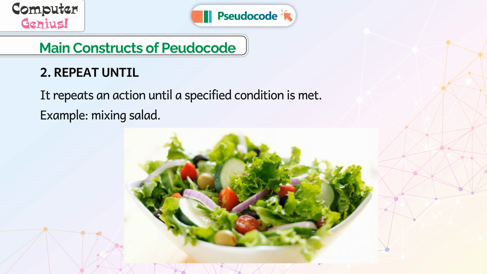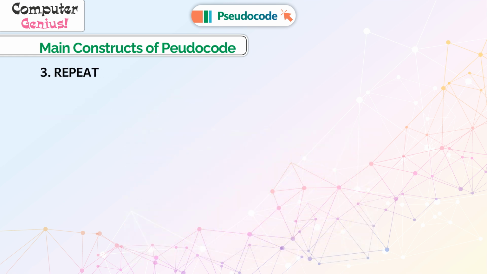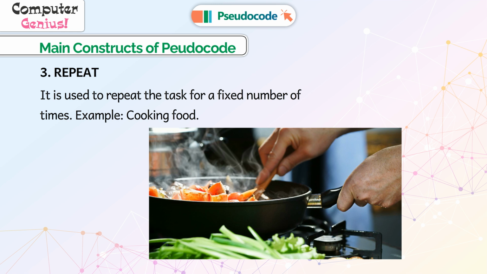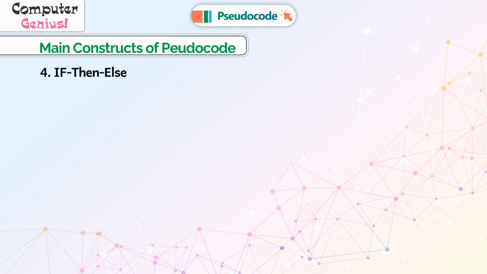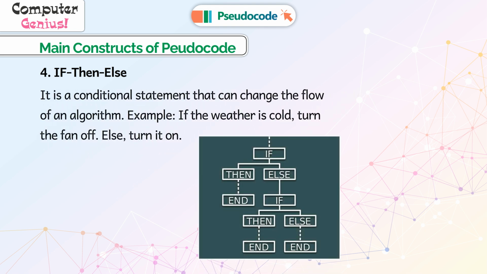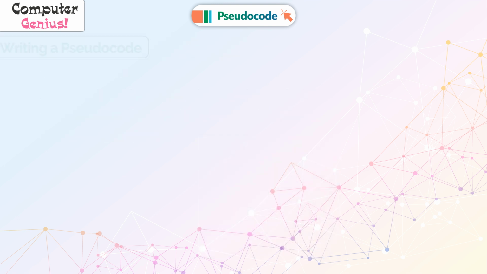It repeats an action until a specified condition is met. Example, mixing salad. 3. Repeat. It is used to repeat the task for a fixed number of times. Example, cooking food. 4. If, then, else. It is a conditional statement that can change the flow of an algorithm. Example, if the weather is cold, turn the fan off, else turn it on.